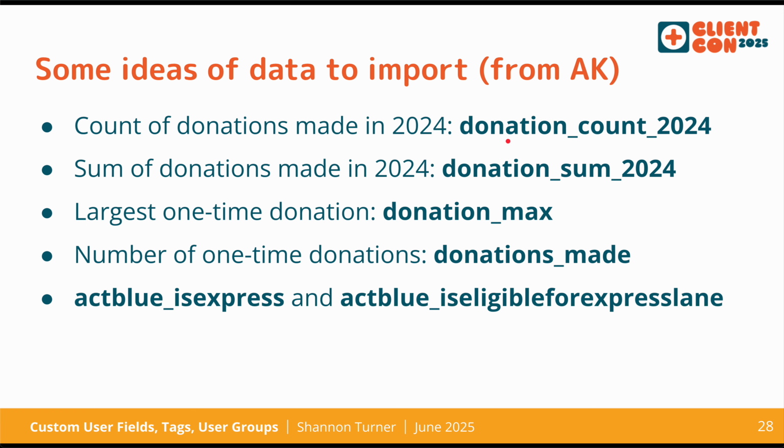And here's some ideas of custom user fields that you could create, which can be really useful to have. Things like how many donations were made in 2024, what was the sum total of donations made in 2024, what was the largest one-time donation, or how many donations have you ever made? Things like, are you an ActBlue Express Lane user? Are you eligible for it? So all of these can be really useful.